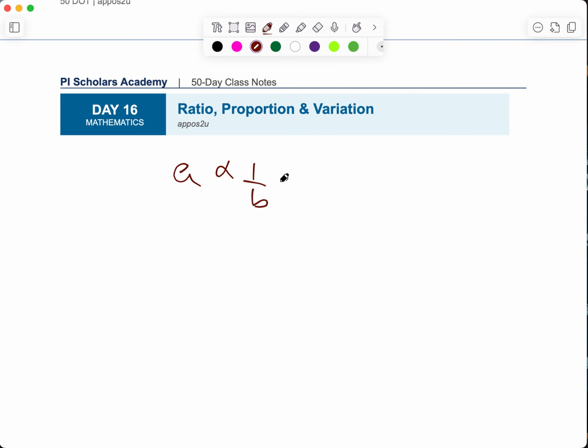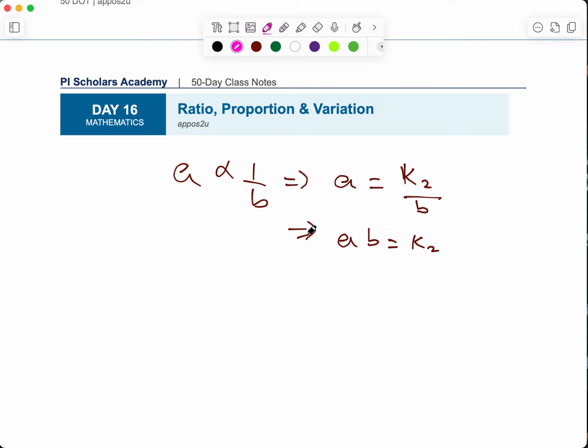So what this simply means is that if B should decrease, A will increase. If B should increase, A will decrease. And here as well, you can introduce a constant of proportionality. Let me call this one K2. So K2 over B. And in this place, what you have is AB equals K2. As you can see here, we do not have a ratio. Instead, we have a product of two things, which is constant.